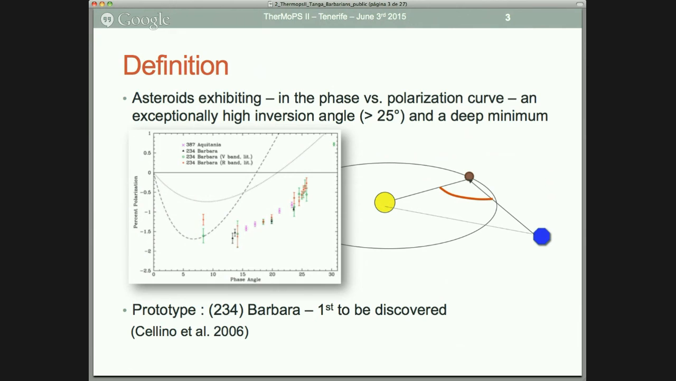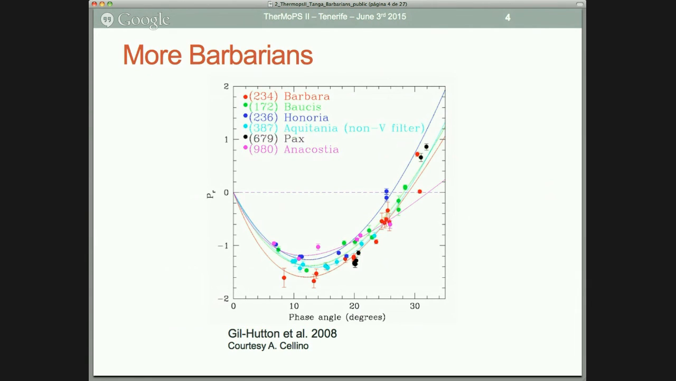If we go through the literature, we find in 2008 more barbarians. This, in fact, is an expanded chart with more points than the Gil-Hutton publication of 2008. You can see here a variety of phase polarization curves with basically the same inversion angle, always well above 20 degrees for the 6 barbarians here listed.